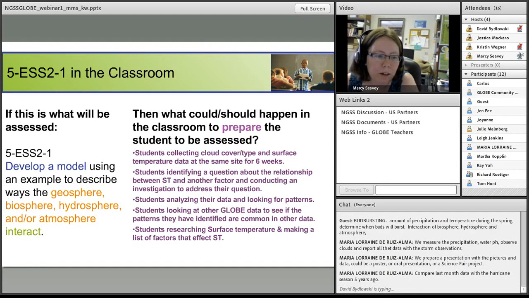And so here, the students are gathering data that would be beneficial to them if the next step is that they're going to be assessed by developing a model to explain the relationship between cloud cover and type and surface temperature. And that would be an example of developing a model between the atmosphere and probably the biosphere.